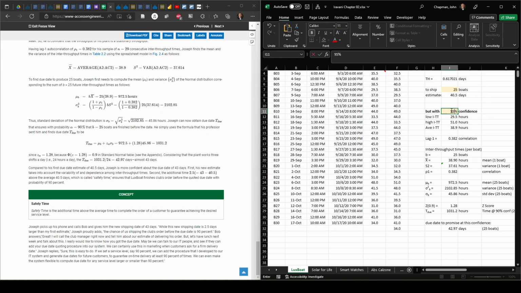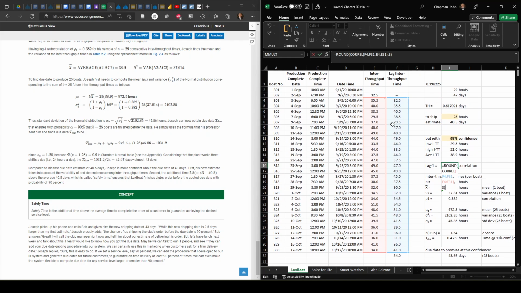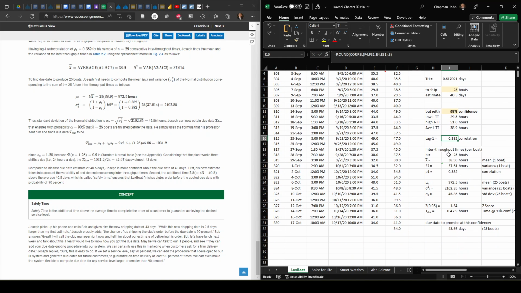So if we change this to a 95% confidence level, does that change our inter-throughput times? No, because our inter-throughput times are still here in column E. Does it change our correlation? No, because those still refer to the same inter-throughput times. Does it change the number of boats? No, we're still talking about 25 boats. It doesn't change the averages. It doesn't change the variance.